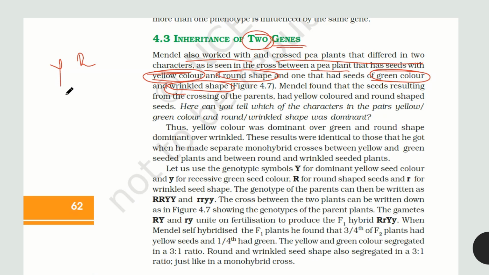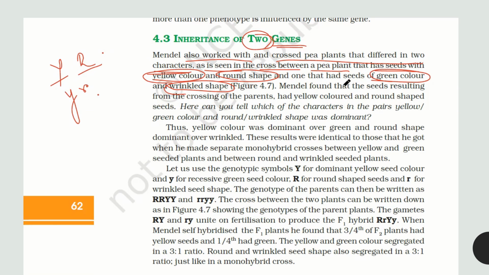Green color we will write as small y and wrinkled as small r. We will not write G and W. So we represent these as small y and small r, and this one is capital R and capital Y. These are the dominant characters and these are the recessive characters.